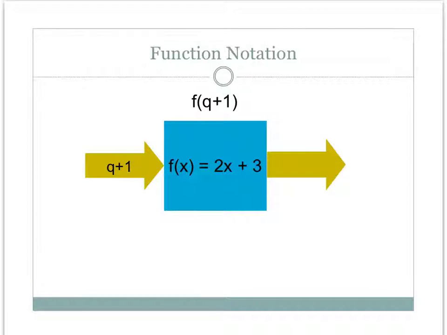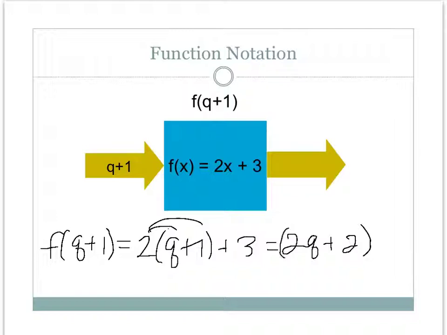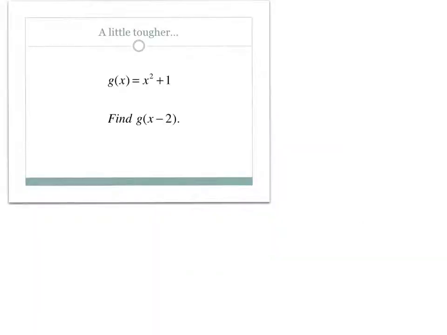We can also plug in an expression. So now we're being asked to plug in q plus 1, f of q plus 1. Instead of 2x plus 3, we're going to input 2 times q plus 1, plus 3. And this just has an extra step because you need to distribute here. We end up with 2q plus 2 plus 3. So when we plug in q plus 1 to our function, our output is 2q plus 5. So we've looked at numbers, variables, expressions. We can have any combination of those.